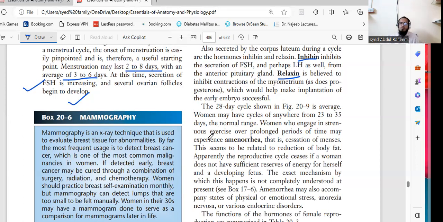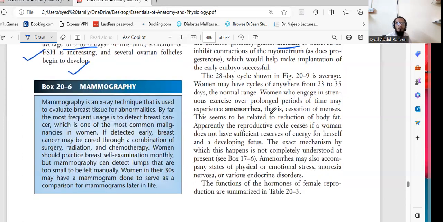She will tell. Women who engage in strenuous exercise over prolonged periods of time may experience amenorrhea, that is, cessation of menses. This seems to be related to the reduction of body fat. Apparently, the reproductive cycle ceases if a woman doesn't have sufficient reserves of energy for health and a developing fetus. So here, what do we need? We need energy.